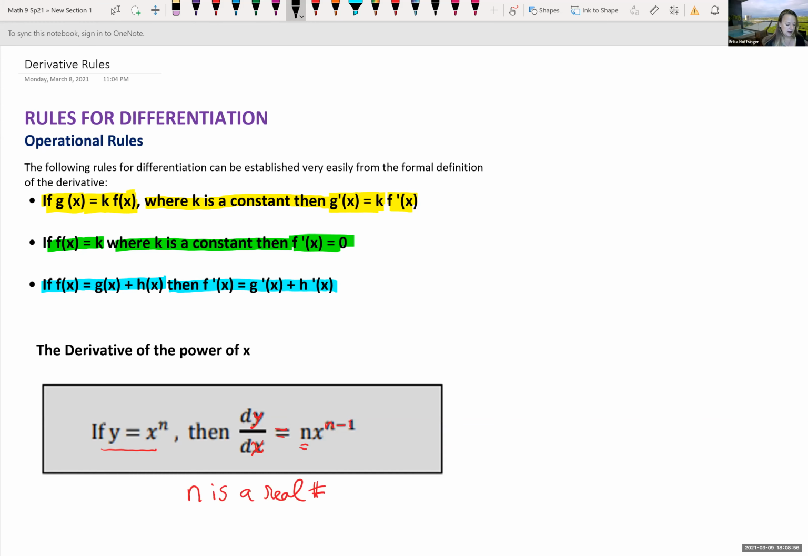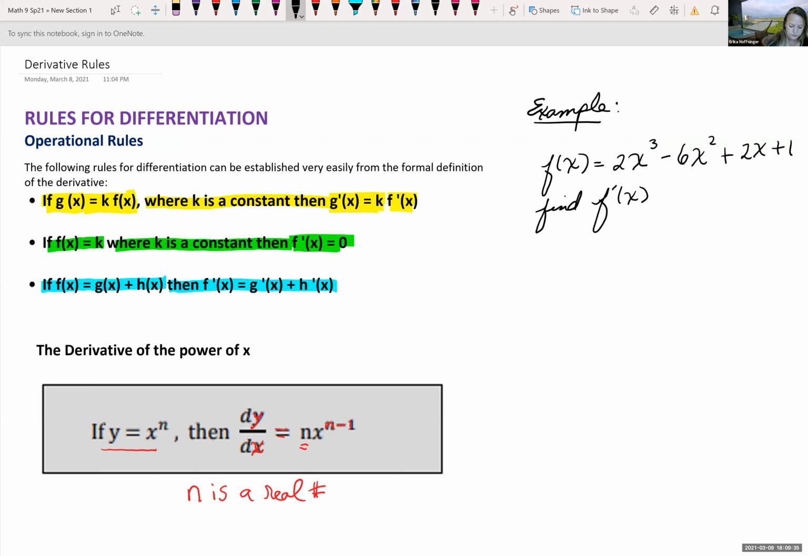So let's go through and do some examples using these rules. Let's just start easy, f of x equals 2x cubed minus 6x squared plus 2x plus 1. And it asks us to find the derivative of this. So we want to find f prime of x. So we're using all three of these rules to do this.